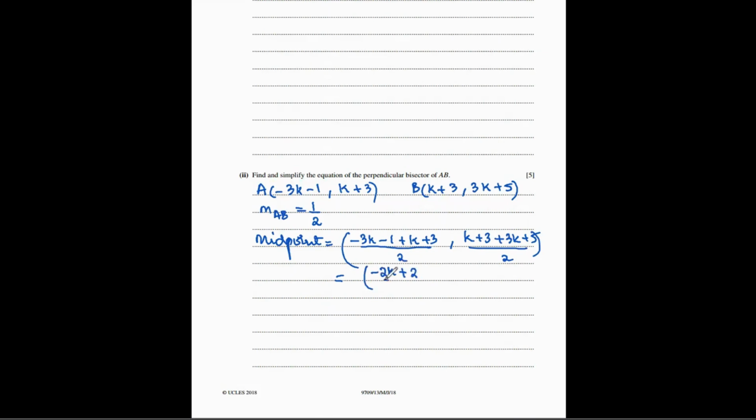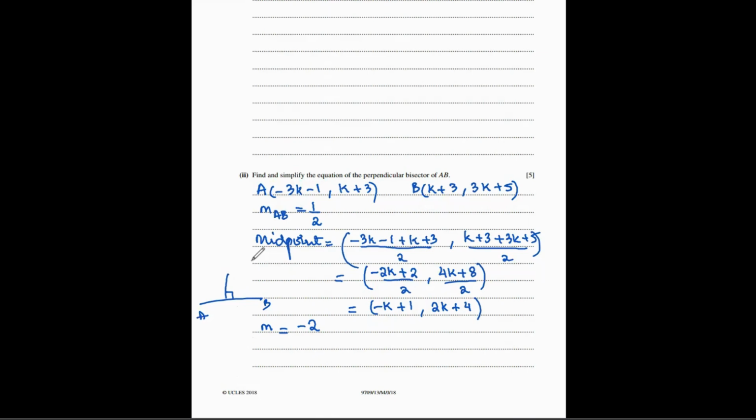Negative 2k plus 2 over 2 and 4k plus 8 over 2. That's going to be negative k plus 1 and 2k plus 4. These are your midpoint values. So now the gradient is going to be negative 2, because this is your line AB and this is your perpendicular bisector. Since they're at right angles to each other, the product of the gradients will always equal negative 1. Hence, the gradient of the line perpendicular to AB is going to be negative 2.